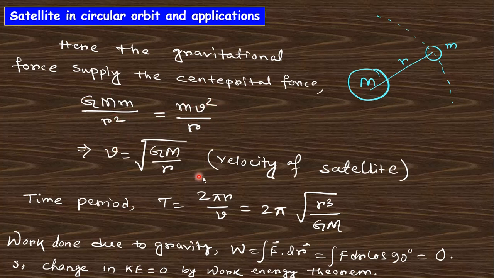If the two are equal, then we will get the velocity of this satellite. If you want to find out the time period of the satellite, it is 2πr by v. So if you put the value of v, you will get this type of equation.